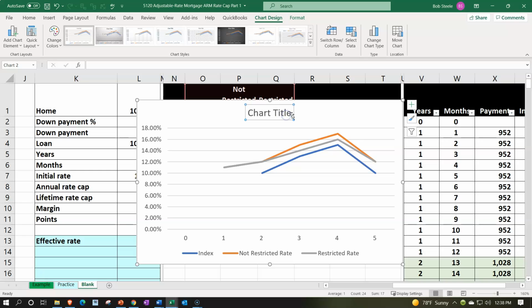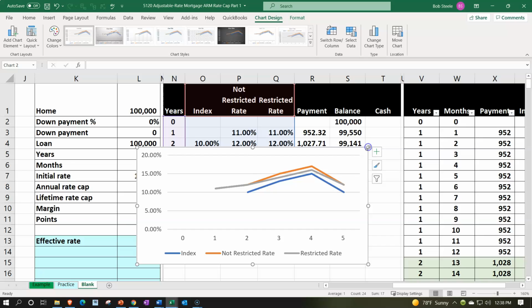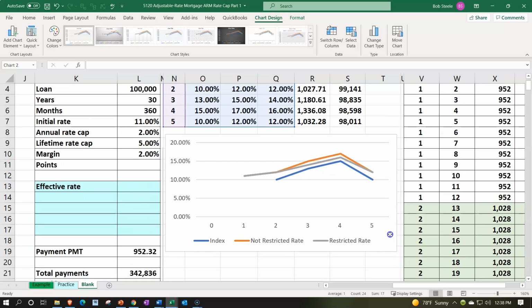I'm going to get rid of the name up top. Don't need the name. And then I'm going to format this to fit right down here in this little spot that we have for it, right down there. So it fits right in there.